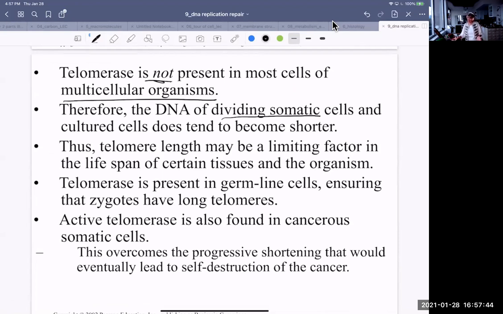However, the telomerase, that neat enzyme, is present in germline cells, the cells that will become gametes, eggs and sperm. And active telomerase can also be found in cancerous somatic cells. So cancer cells, of course, replicate uncontrollably. If they replicated uncontrollably and new cells were made all the time, eventually they would run out of DNA to replicate because it would keep being eroded. But unfortunately, in this case, the telomerase can be present and it cancels out the shortening.